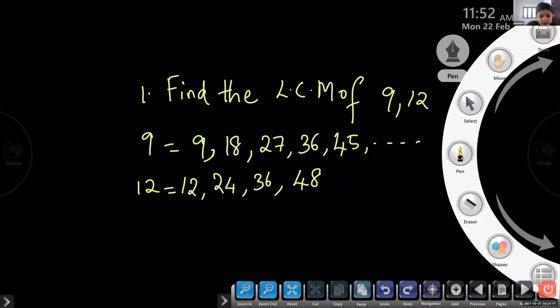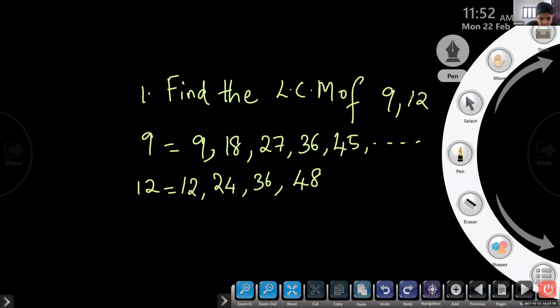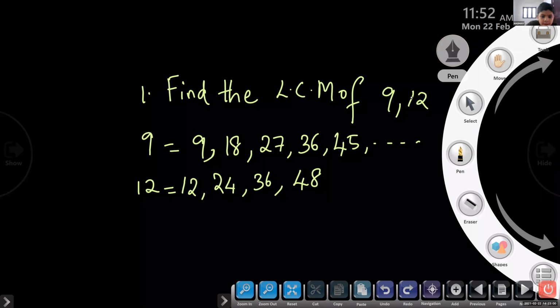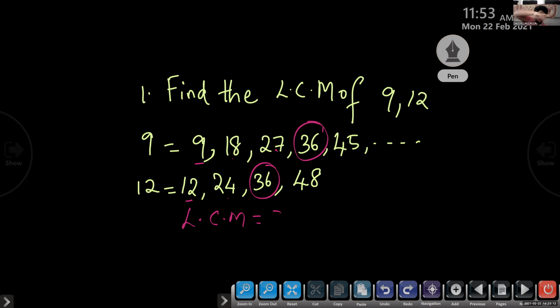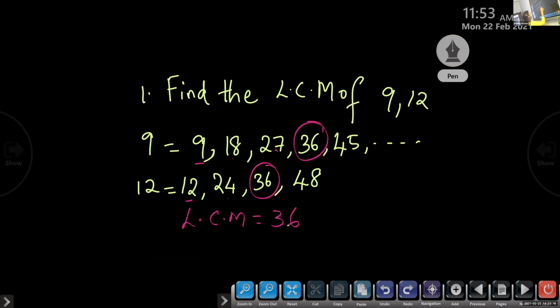Ma'am, 9. Is there 9 in the multiples of 12? Which is the least common? Can you see any common here? Here 18, here 24. Here we have 36, here we have 36. So which is the LCM, least common multiple? 36. Okay. Now I want another method for 9 and 12.